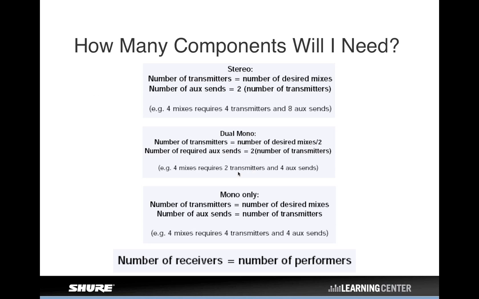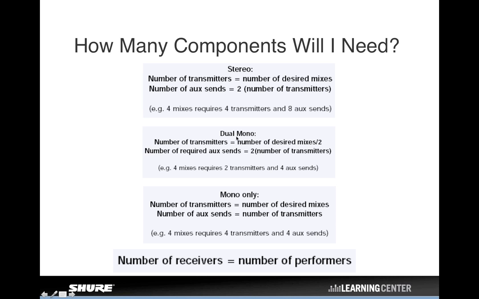So again, just to sum up all of that stuff about how many components do I need, the first question is, are you in stereo or are you in mono? And are you doing dual mono or mix mode? If you're stereo, it's very easy. You need one transmitter for every stereo mix that's on the air. But that also requires twice as many aux sends, because remember, stereo requires 2 things, a left and a right signal. So you need twice as many aux sends as you do transmitters if you're doing stereo.